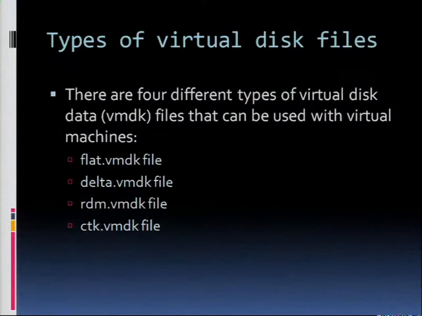There are 4 virtual disk file types. Those are the flat.vmdk, which is a normal, traditional virtual disk; we'll talk about these all in detail. There's a delta.vmdk file, which is used for snapshots. There's an rdm.vmdk file, which is used for raw device mappings. And then there's a new one in vSphere, a ctk.vmdk file, which is used for the new change block tracking feature in vSphere.